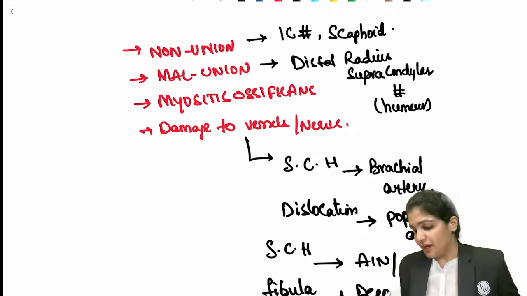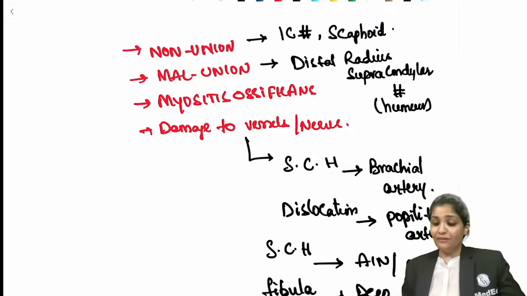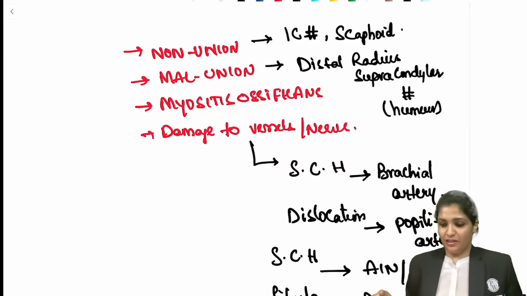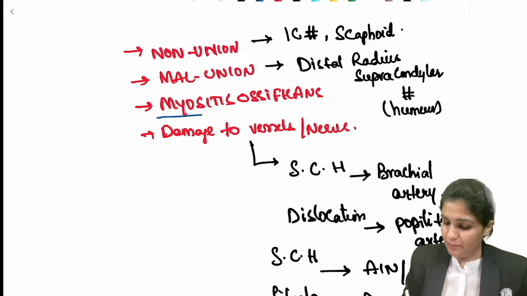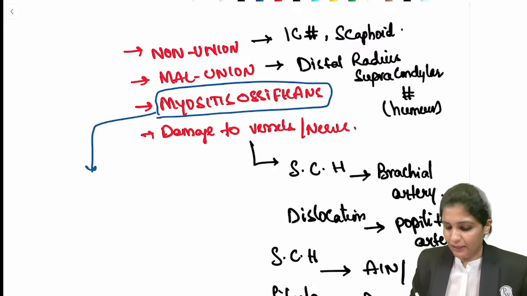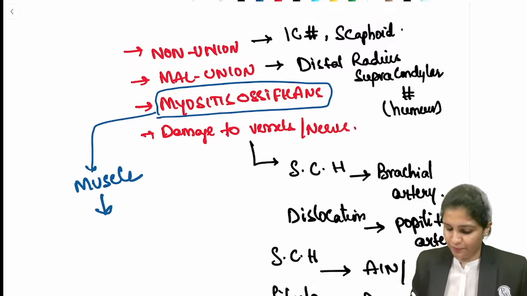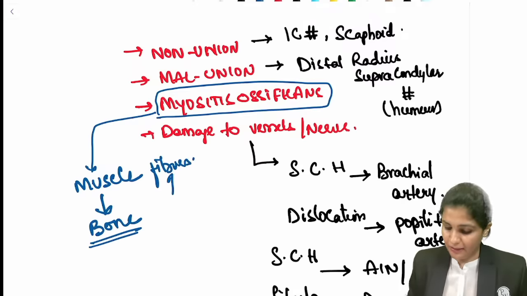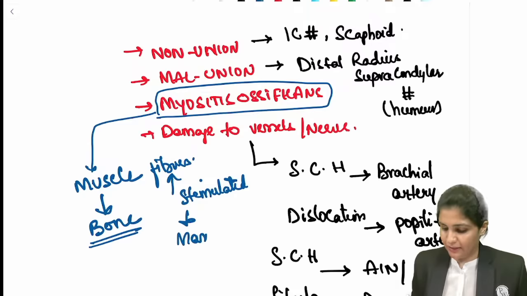So these are certain fracture complications. Now, what is myositis ossificans? As the name suggests, the muscle cells will form bone. The muscle fibers are stimulated by a process of massaging, right?